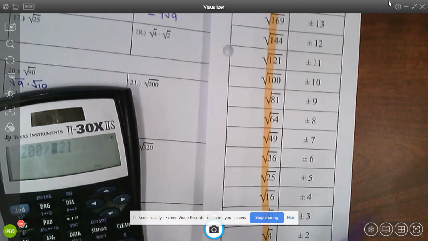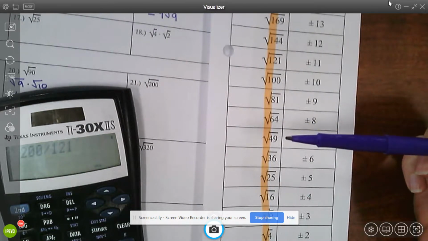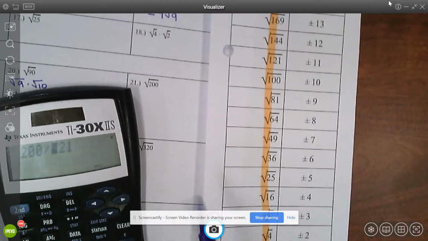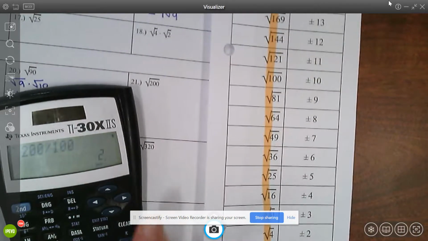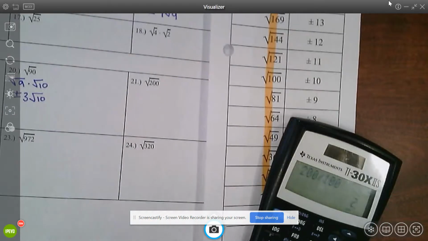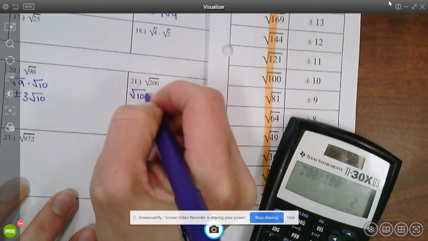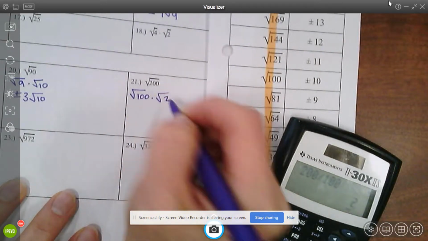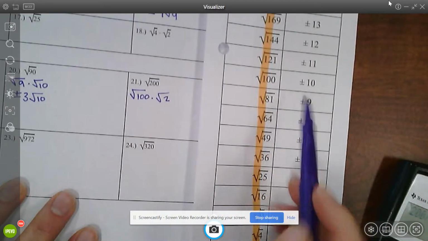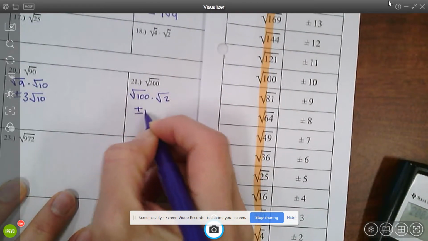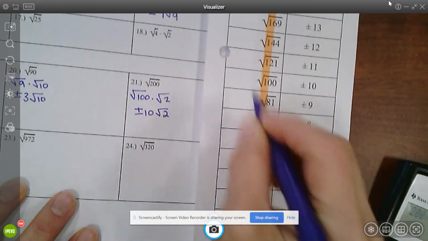I need to find the largest orange number that I can divide into 200 that will give me a whole number, or no decimal. So now I'm on to 100. And that works. I get 2. So the square root of 200 can be broken up as the square root of 100 times the square root of 2. When I look on my list, the square root of 100 is plus and minus 10. And the square root of 2 is my leftover. It's not on the list.